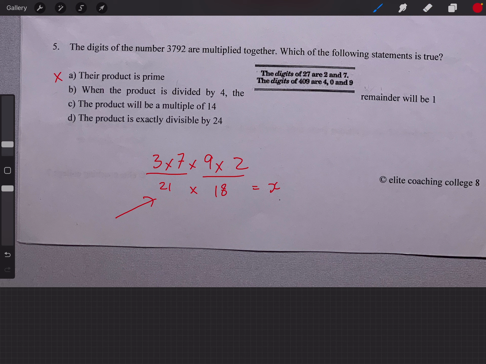All right, next one: when the product is divided by 4, the remainder will be 1. Let me see. The product divided by 4. Actually, you can test that out. Multiply these numbers together. I'll just do it right here real quick. 8 times 1 is 8, 8 times 2 is 16, magical 0, 21, add it together, you get 378.